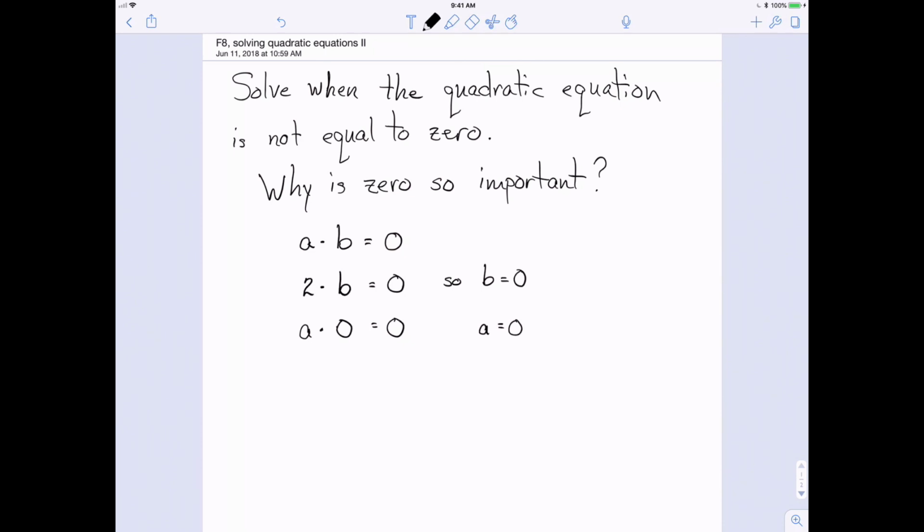The idea is that when two numbers are being multiplied and the result is 0, at least one of the numbers must be 0. So we know a is 0 or b is 0. And they both can also be 0.